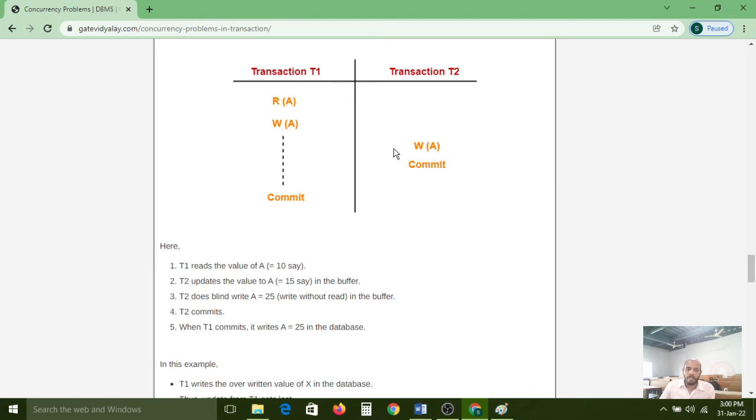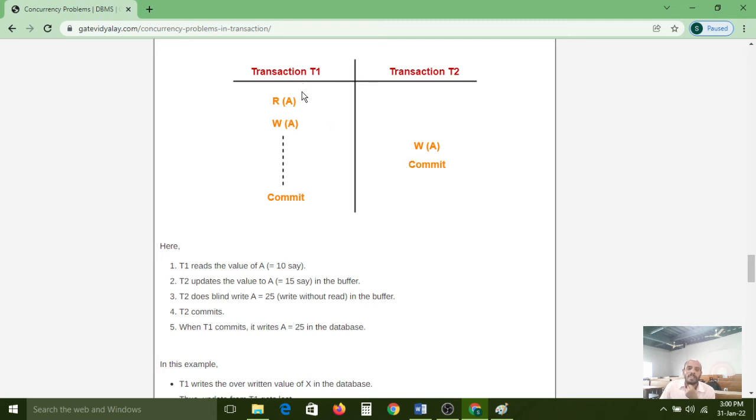So here, 15 they have written, but T2 does a blind write, A equal to 25. Okay, write without read. Write without read. T2 commits the value.